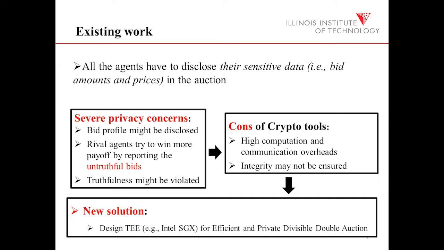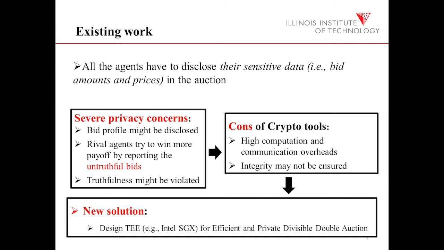Even worse, agents, buyers and sellers, may collect such information from other competitors and misuse such private information, for example, reselling the data. That is, we need to design the divisible double auction mechanism while preserving all agents' privacy.